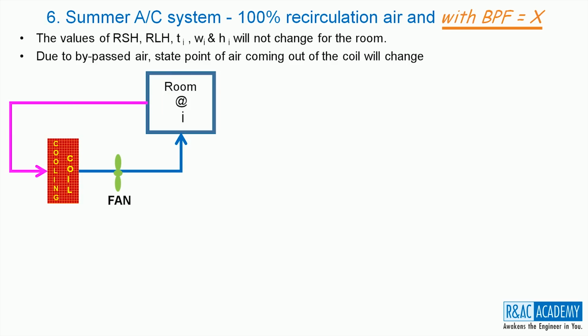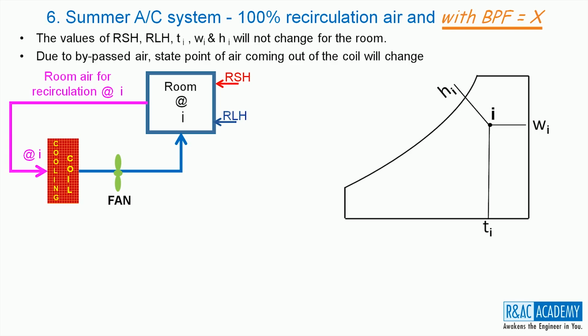We have a room that is required to be maintained at state I against the RSH and RLH. The state of the recirculation air and also at the coil entry will remain at I. Plot the state point I on the psychrometric chart. We all know that for summer the moist air must be cooled and dehumidified. Hence, the coil surface must be maintained at coil ADP.